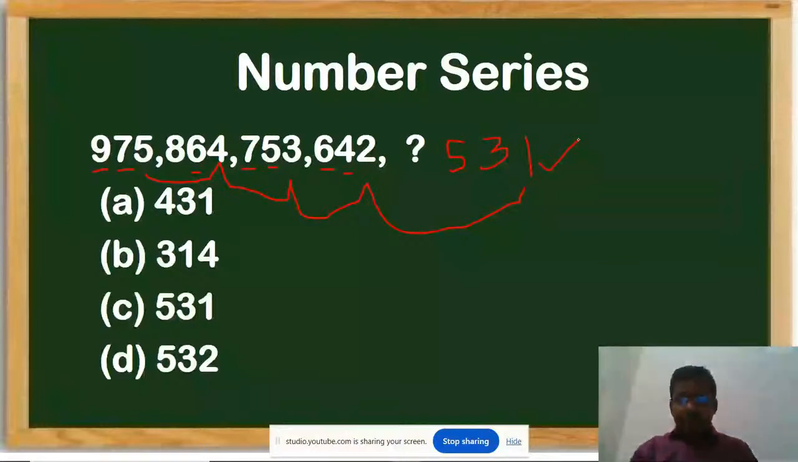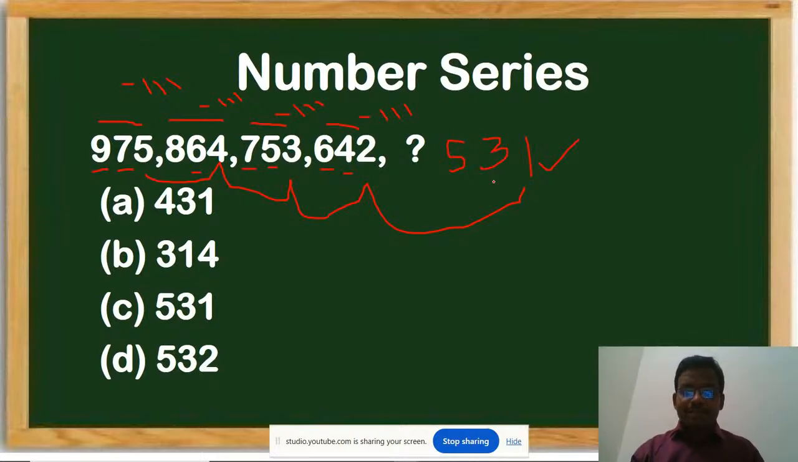Otherwise, you can go with the constant difference. 975 to 864, the difference is 111. 864 to 753, the difference is again 111. 753 to 642, the difference is 111. The next number should be 642 minus 111, which is 531. That is the answer. Next one.